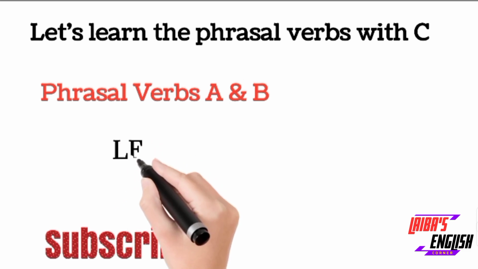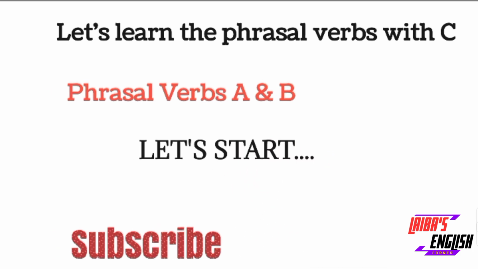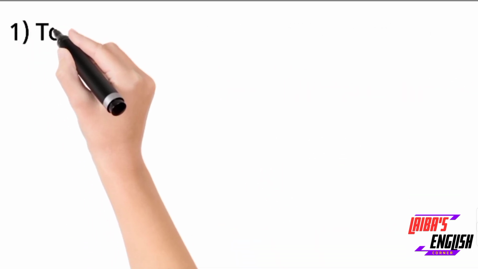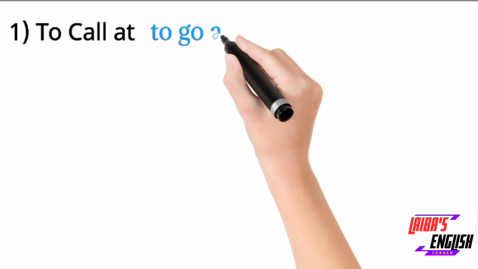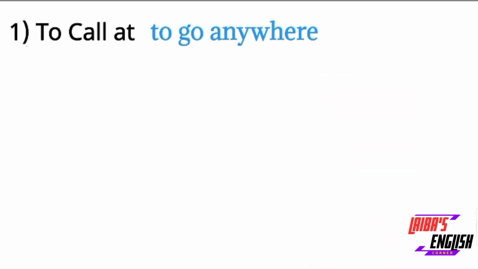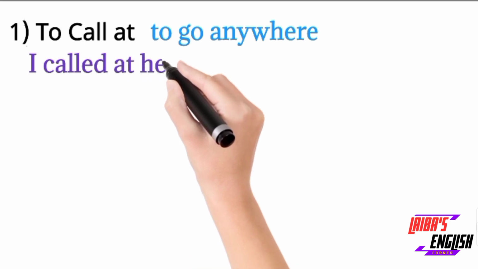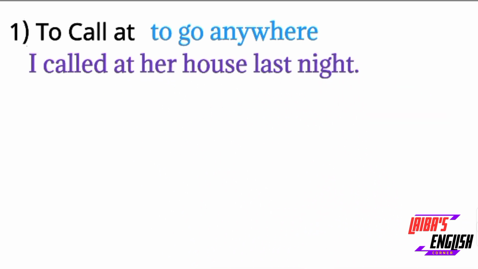So let's start with our video, the phrasal verbs that start with C. Number 1, to call at. What's the meaning of to call at? Basically, the meaning of to call at is to go somewhere. I called at her house last night. That means I went to her house last night.